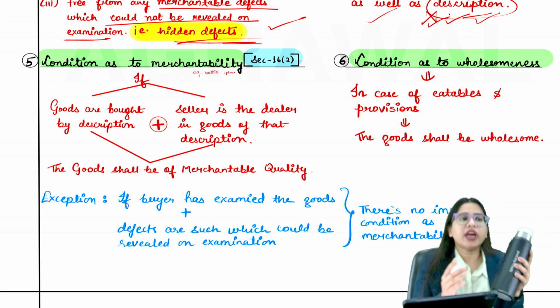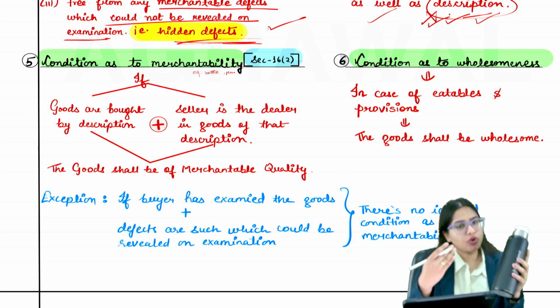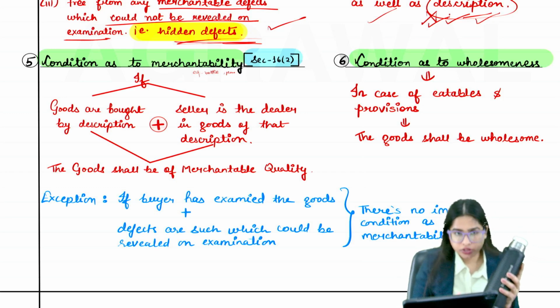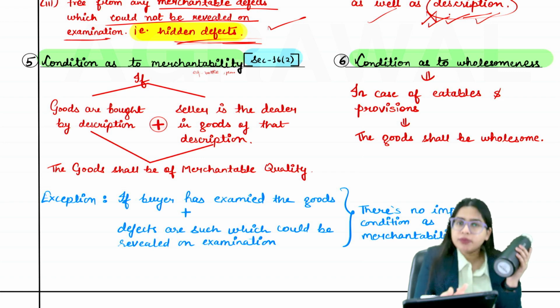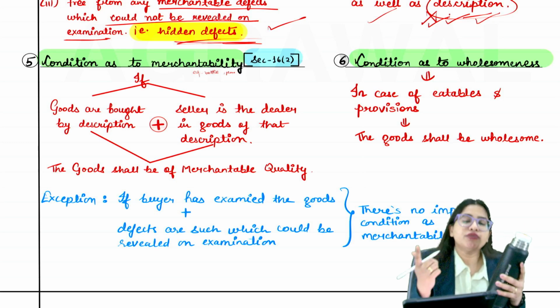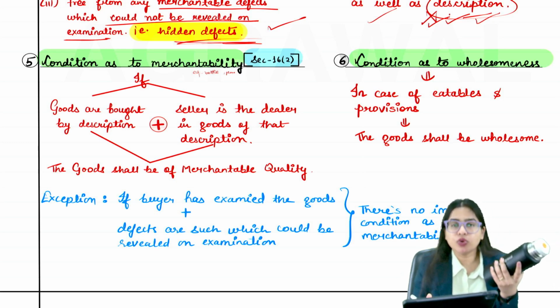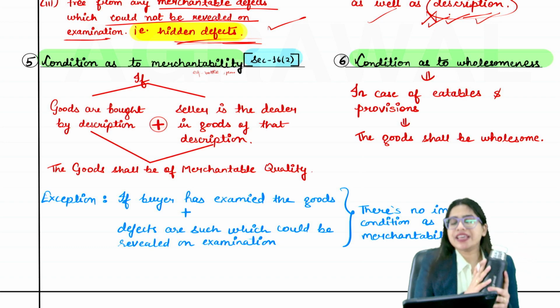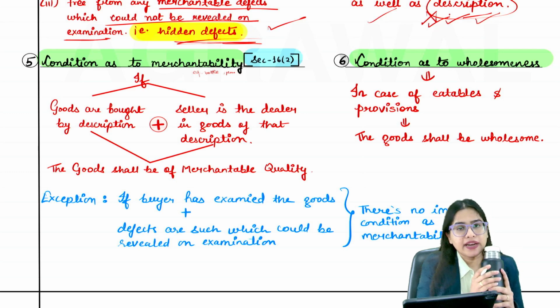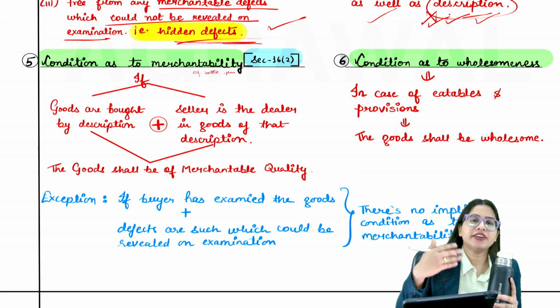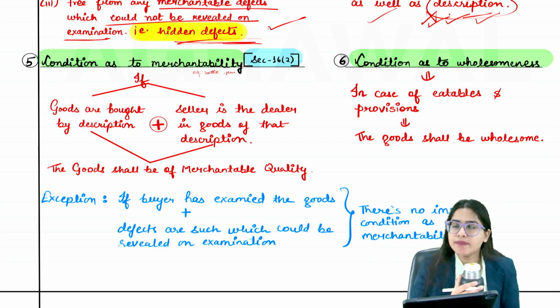I told you that I need a bottle to hold water. Now in this case, how will this bottle hold liquid if there is a big hole in the bottom? This bottle cannot hold water, right? In that case, we will say that this bottle is not merchantable. So this is a breach of implied condition. In that case, I can return the bottle to you and I can claim my money back.